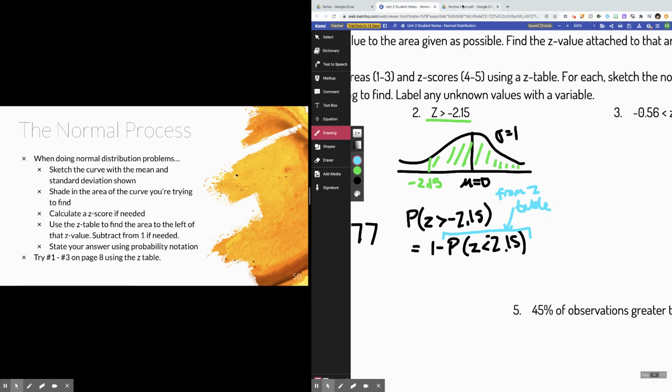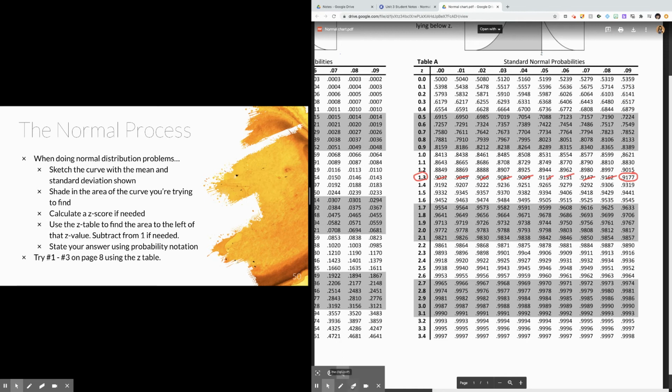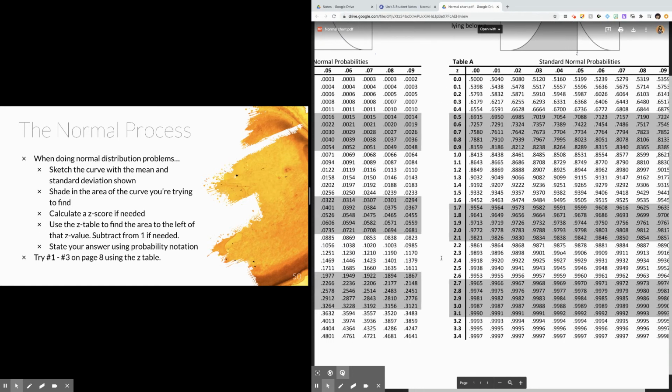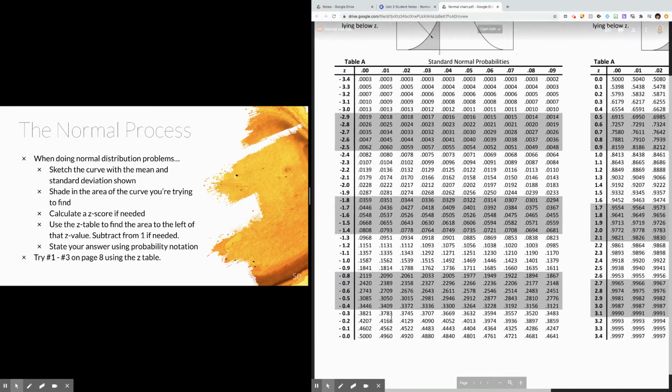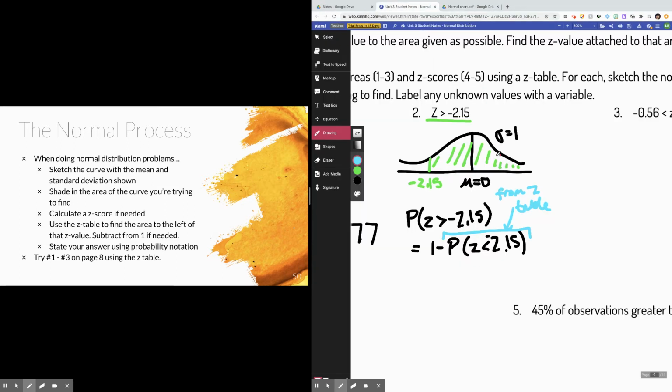So let's hop over to our z table and find that. Let me clear this off. All right, my number is negative 2.15. So I'm going to look for negative 2.1, which is here, and then I'm going over to 5. So this is 0, 1, 2, 3, 4, 5. Okay, so 0.0158. Whoops, hold on.